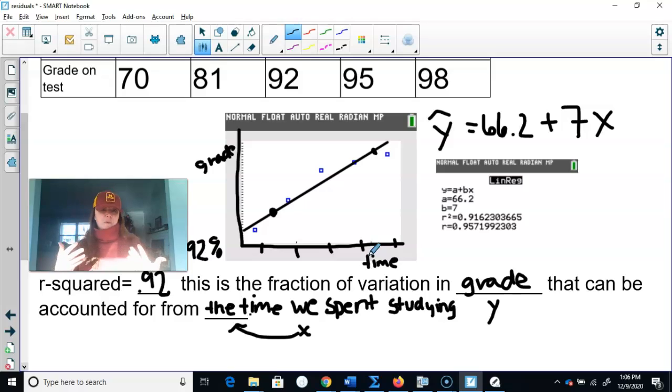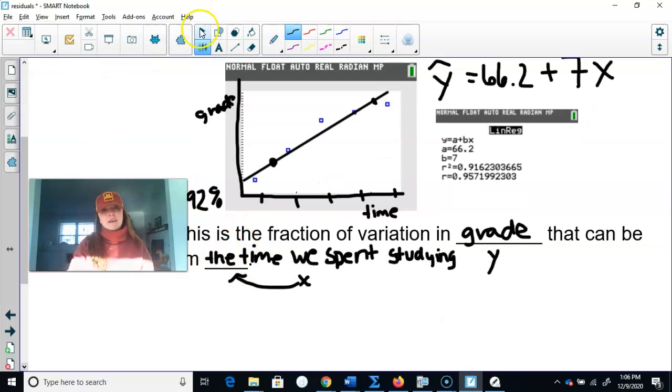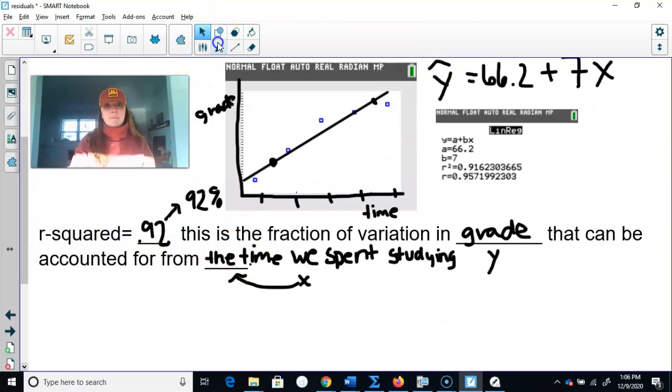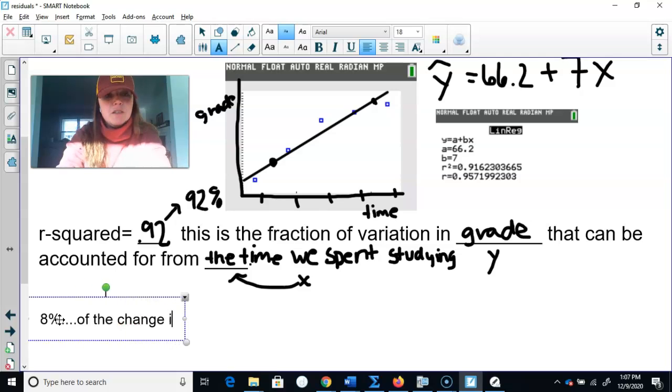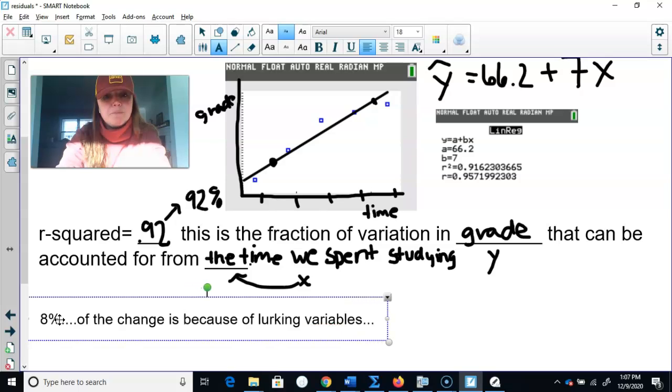But you guys know that percentages need to add up to 100%. Well, what's the missing percent here? Hopefully you're thinking the missing percent is 8%. That means 8% of the change is because of lurking variables. What's a lurking variable? A lurking variable is something else that is affecting our Y, our response, that we're not measuring. So what do I mean by that?